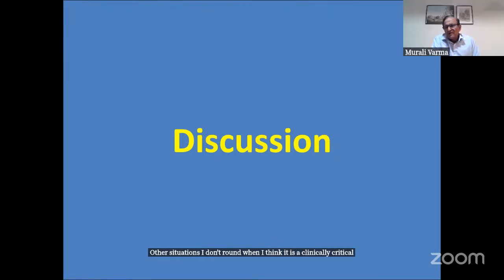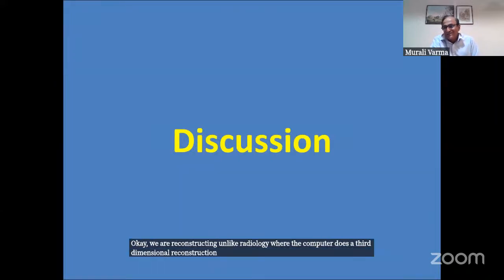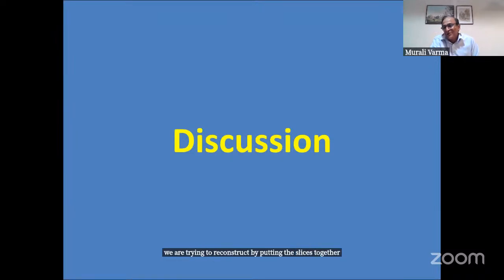That's right, Jason. If I could add just one more point on that. Also, we have to be aware that we can measure 2 dimensions quite reliably, but the 3rd dimension is a guess. Unlike radiology, where the computer does the 3rd dimensional reconstruction, we are trying to reconstruct by putting the slices together and trying to measure that 3rd dimension. It's almost always a guess. So there is a degree of imprecision in what we do, and that's part of it.